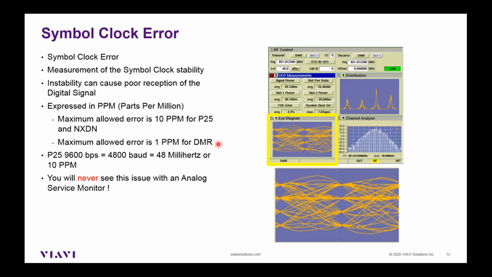Symbol clock error most commonly is expressed in parts per million. For Project 25 and NXDN, the maximum allowed error is 10 parts per million. DMR, 1 part per million is the maximum. It can also be expressed in millihertz because it is a 4800 baud rate. This is a measurement actually of that 4800 baud symbol clock. Now, one thing is for sure: you'll never see this kind of issue or many other digital issues with an analog service monitor.